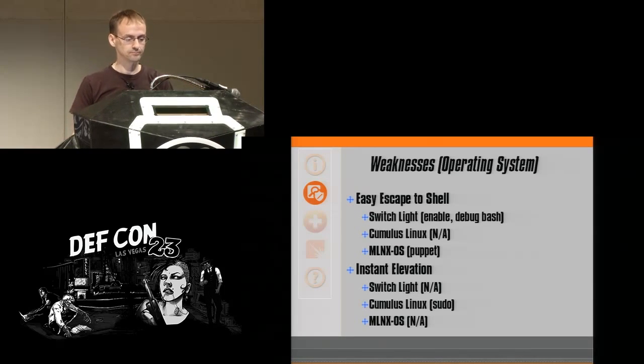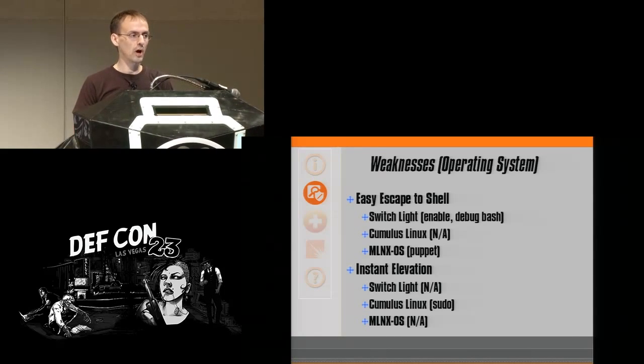Easy escape to shell. Switch Lite uses a wrapper. Type enable, debug bash, you are at the shell. Right? Cumulus Linux, you actually connect directly to the operating system, so you don't need to do any escape. You are already at the shell. Mellanox OS, well, it has a very well done shell. However, Puppet's there, and Puppet can do dirty work for you.